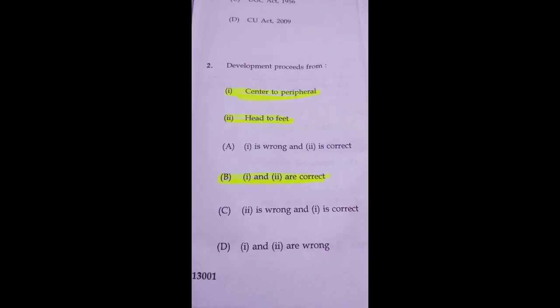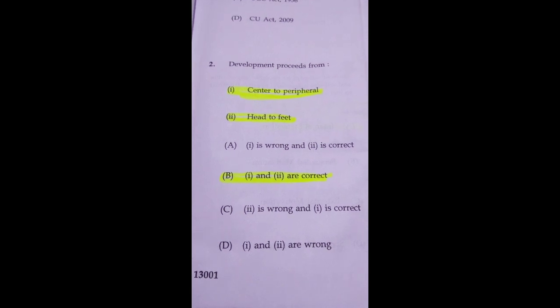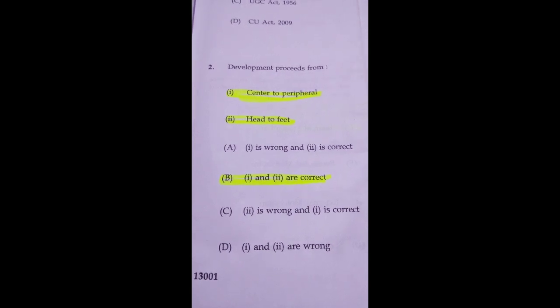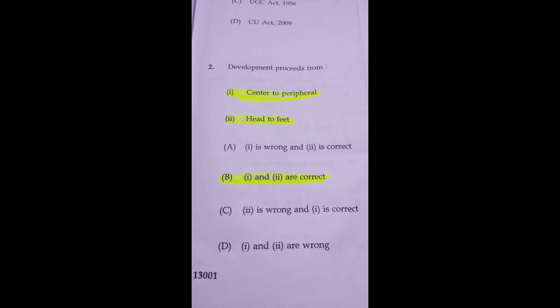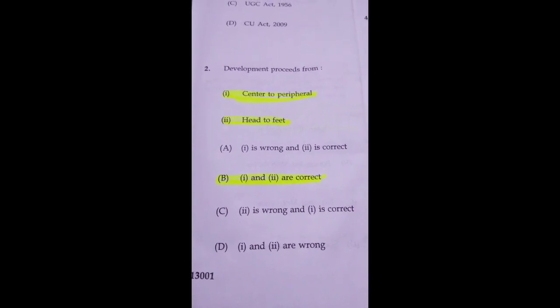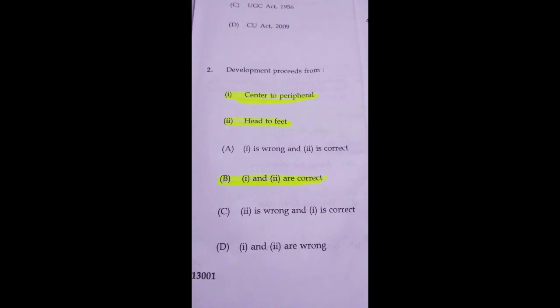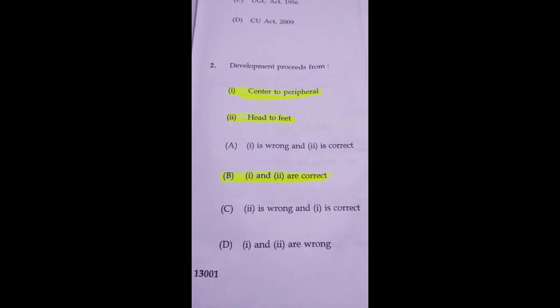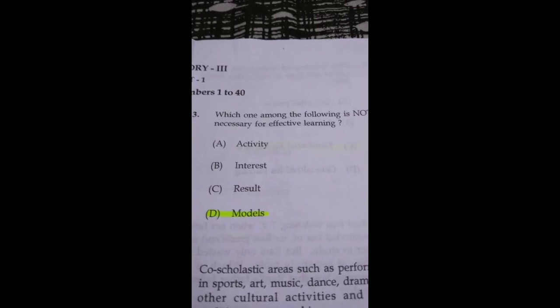Development proceeds from center to peripheral, head to feet. Option A, 1 is wrong and 2 is correct. B, 1 and 2 are correct. C, 2 is wrong and 1 is correct. D, 1 and 2 are wrong. Answer option B, 1 and 2 are correct.